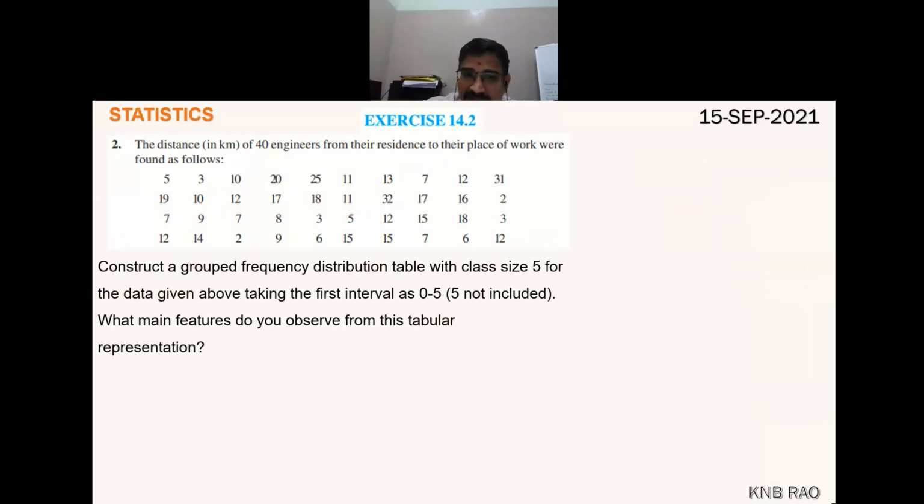Now second question, the last question of today's. The distance in kilometers of 40 engineers from their residence to their place of work were found as follows.